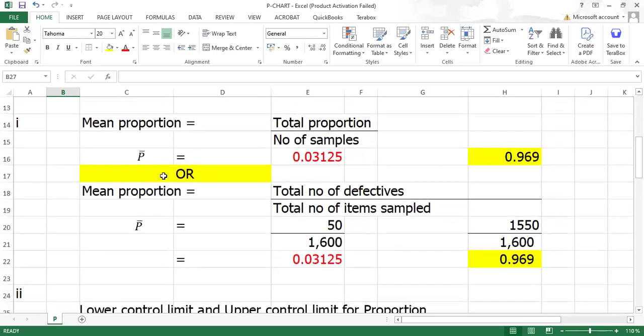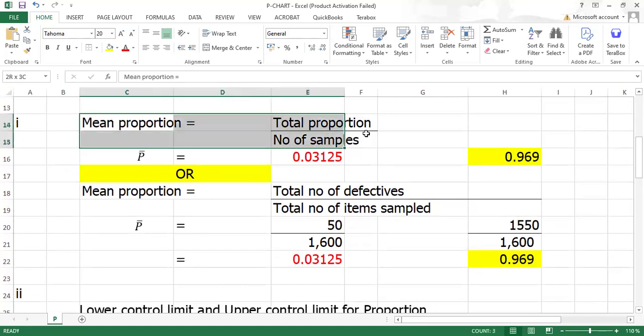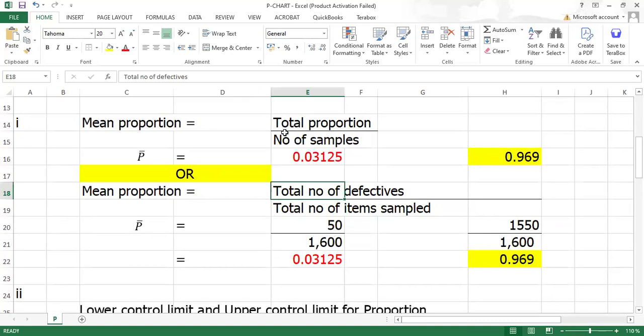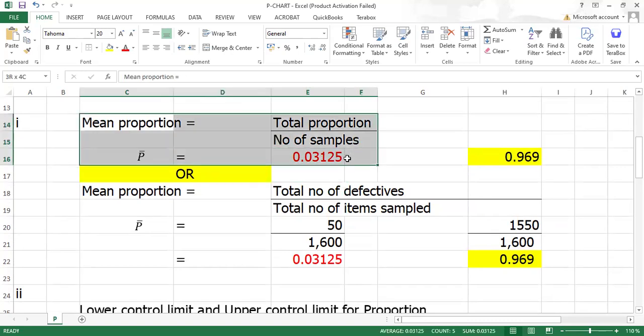Here we have two formulas. As we determine the mean proportion, we have two formulas. You can use this one, or you can use this one. It all depends, but this one is better. I recommend you use the first one.